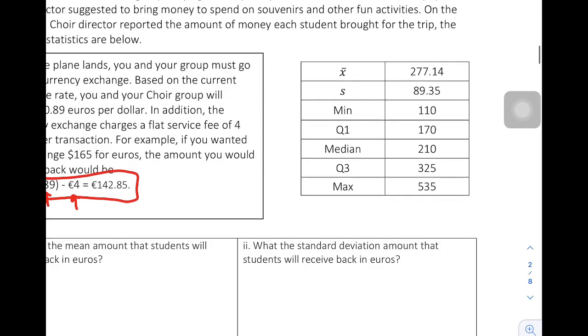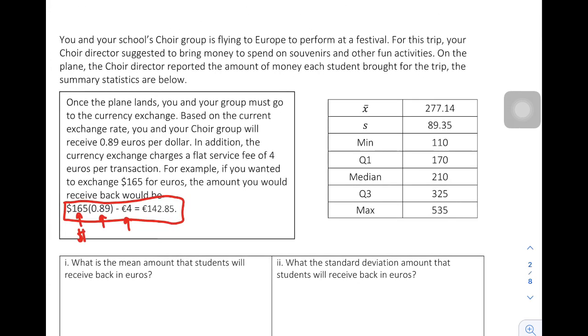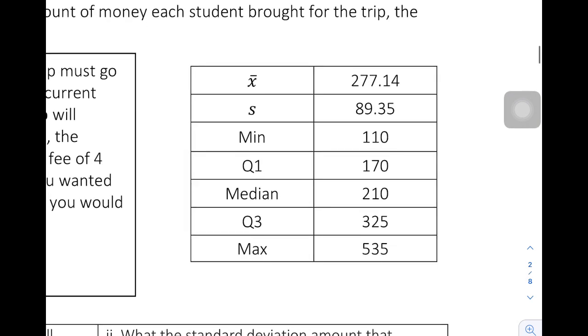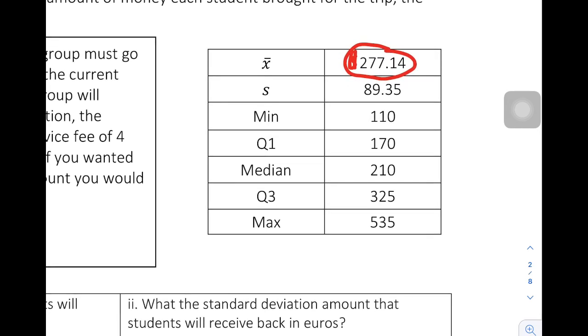And what that'll do is that'll convert it to euros. What we see over here are these summary statistics of the group of students, and we can see here is that the average student bought $277. This S right here is the standard deviation. So we have a standard deviation of about $90. That, to me, seems a little bit spread out. So maybe we have some pretty high variation in terms of how much money each student bought.